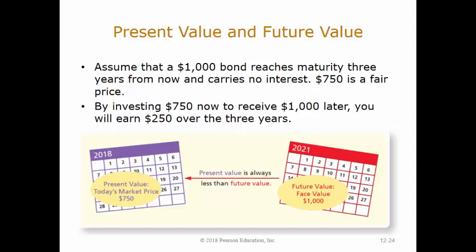How much would you pay today in order to receive $1,000 in 3 years? The answer is some amount less than $1,000. Suppose $750 is a fair price. By investing $750 now to receive $1,000 later, you will earn $250 over the 3 years. The diagram shown here illustrates the relationship between a bond's price, its present value, and its maturity amount or future value. In this example, $750 is the present value or market price of the bond, and the $1,000 face value to be received in 3 years is the future value, the value of the investment at a specific date in the future.